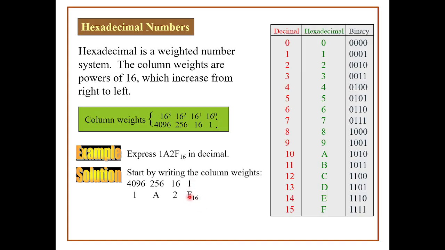So here we have 4096 multiplied by 1, plus A. A is 10, so 10 multiplied by 256. And then 2 multiplied by 16. And F represents 15, multiplied by 1. And you get 6703 in decimal. This is how you convert to decimal.